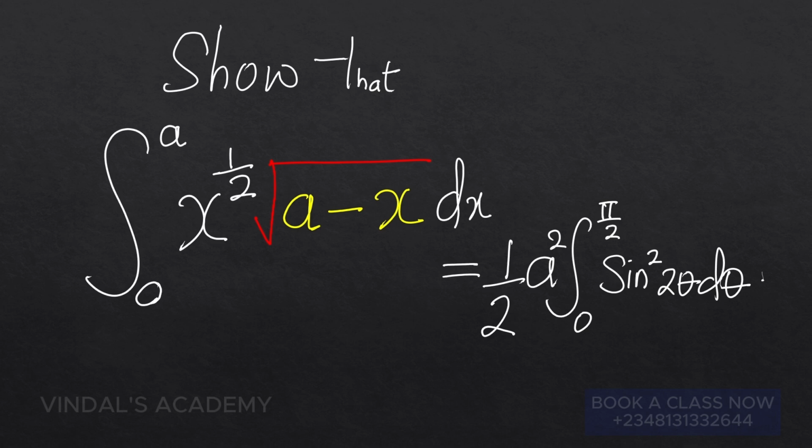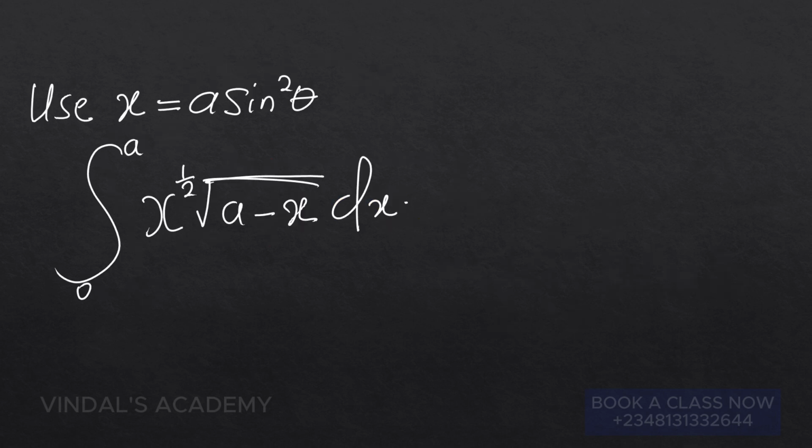We are given that show that the integral between a and 0 of x squared, x raised to power 1 over 2 square root of a minus x dx should be equal to 1 over 2 multiplied by a squared integral of pi over 2 to 0 for sine squared 2 theta d theta. We are told that a is a positive constant, and that we should use x equal to a sine squared theta. Now let us solve it.